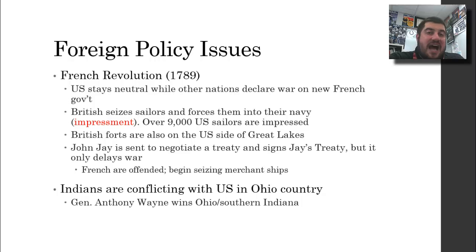And then what's going on out west in the Northwest Territory? The Indians are conflicting with the U.S. out here, and General Anthony Wayne, whom Fort Wayne is named after, wins Ohio and southern Indiana at this point from the Indians.